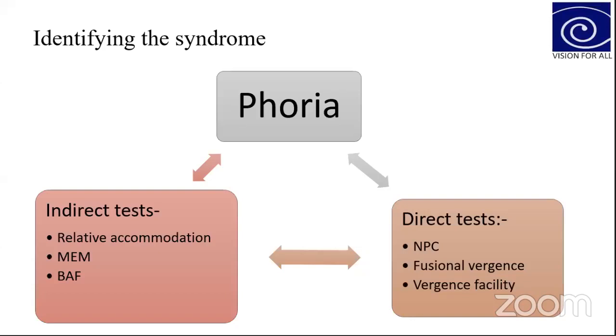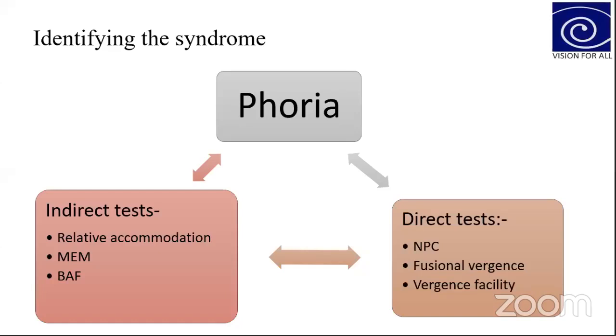When it comes to diagnosing vergence dysfunction, the main thing we see is the phoria. The most important thing is the phoria. If the phoria is not within normal limits, we first see the type and amount of the phoria for distance and near. Once you see the amount and type of the phoria, you should try to correlate it with the direct and indirect tests.